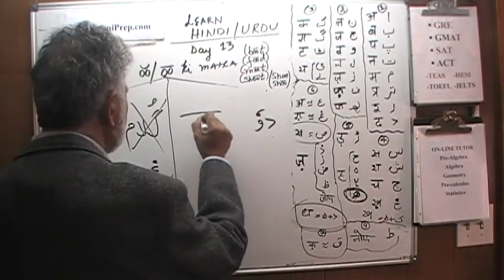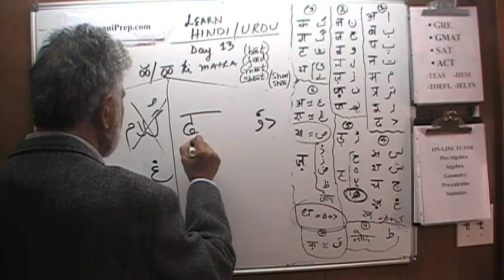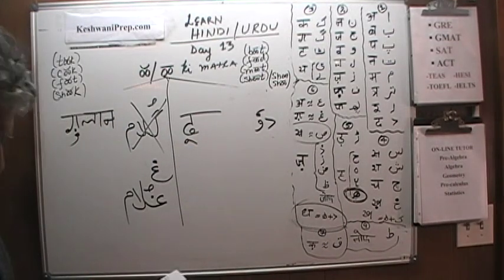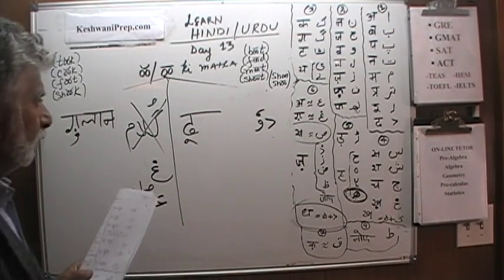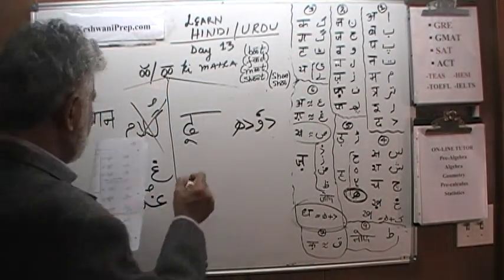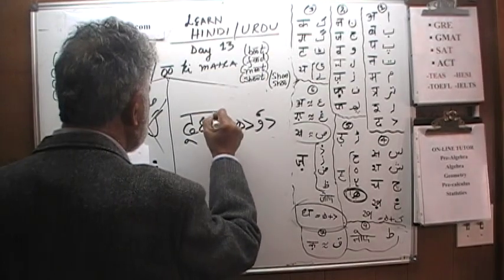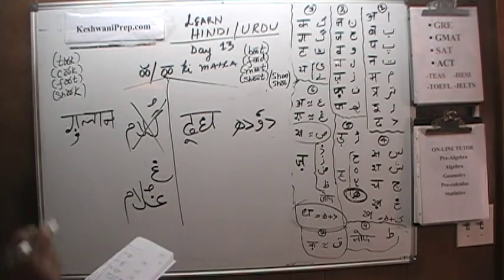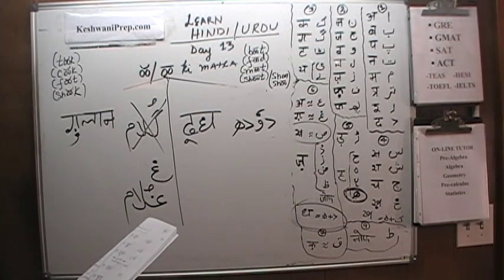Do. As you can see, it's a longer u sound. Do. And then d. Dud. I hope I wrote it correctly. Dud.